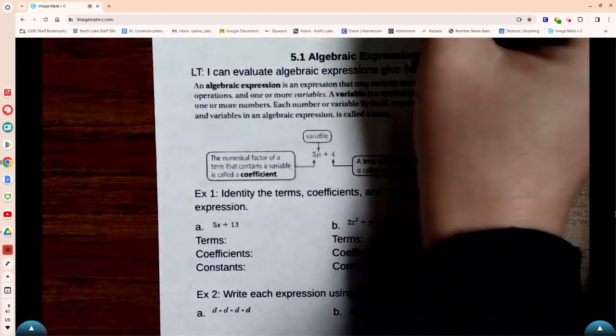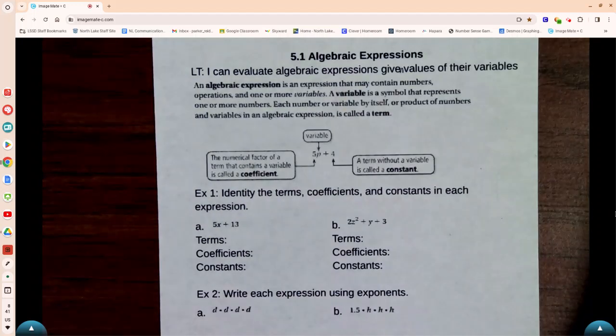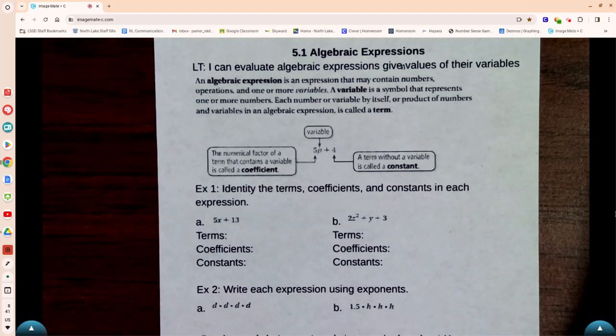Thank you. I just realized this was the given. Oops, that's not what we do. So a little bit of a definition. An algebraic expression is an expression that may contain numbers, operations, and one or more variables.